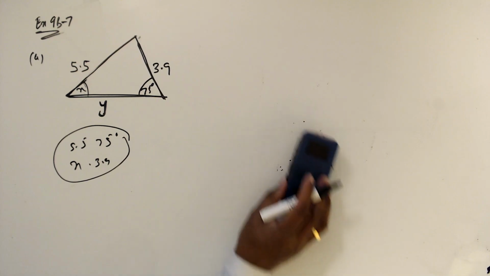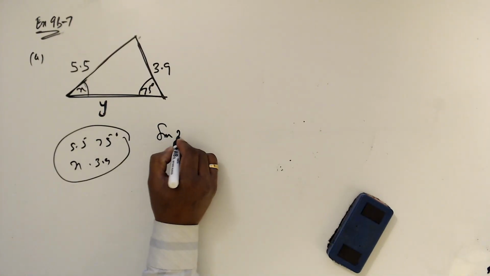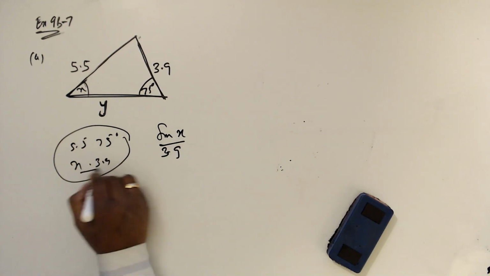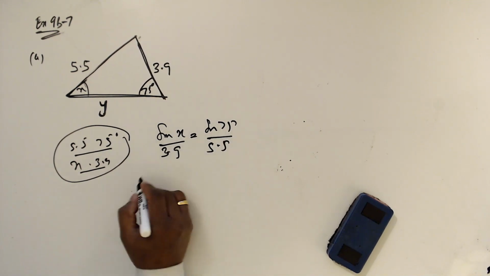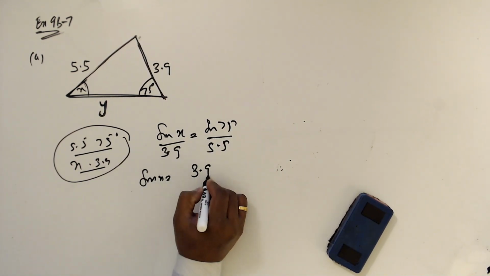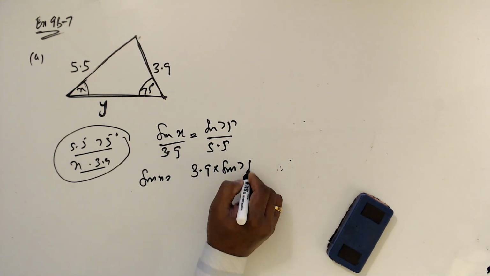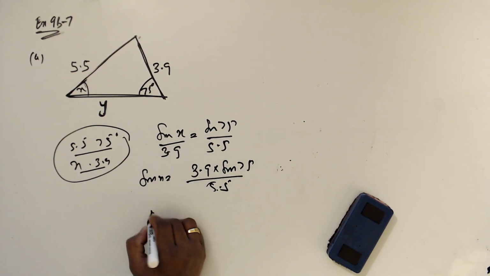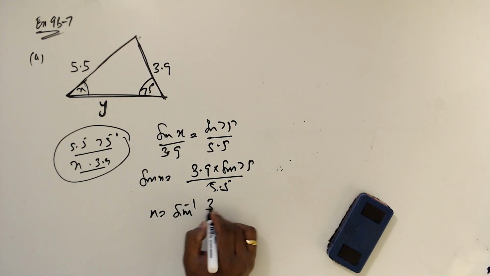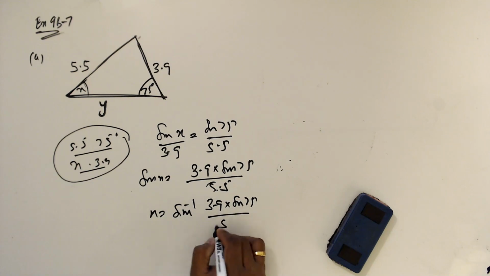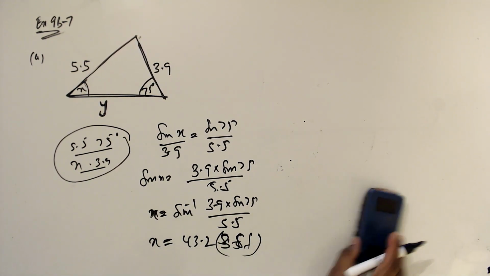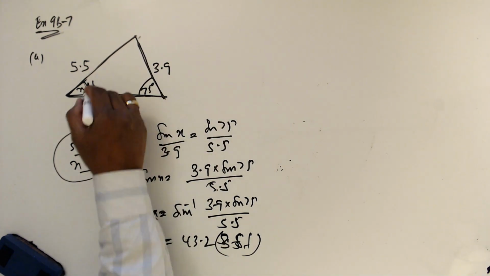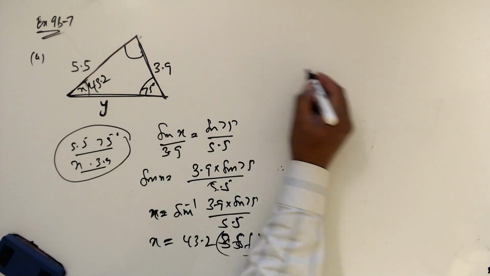One equation, one unknown. So sine x over 3.9 equals sine 75 over 5.5. So sine x equals 3.9 times sine 75 over 5.5. x equals sine inverse of 3.9 sine 75 over 5.5, which is 43.2 to 3 SF. Then this is 43.2. Now we can find this one.